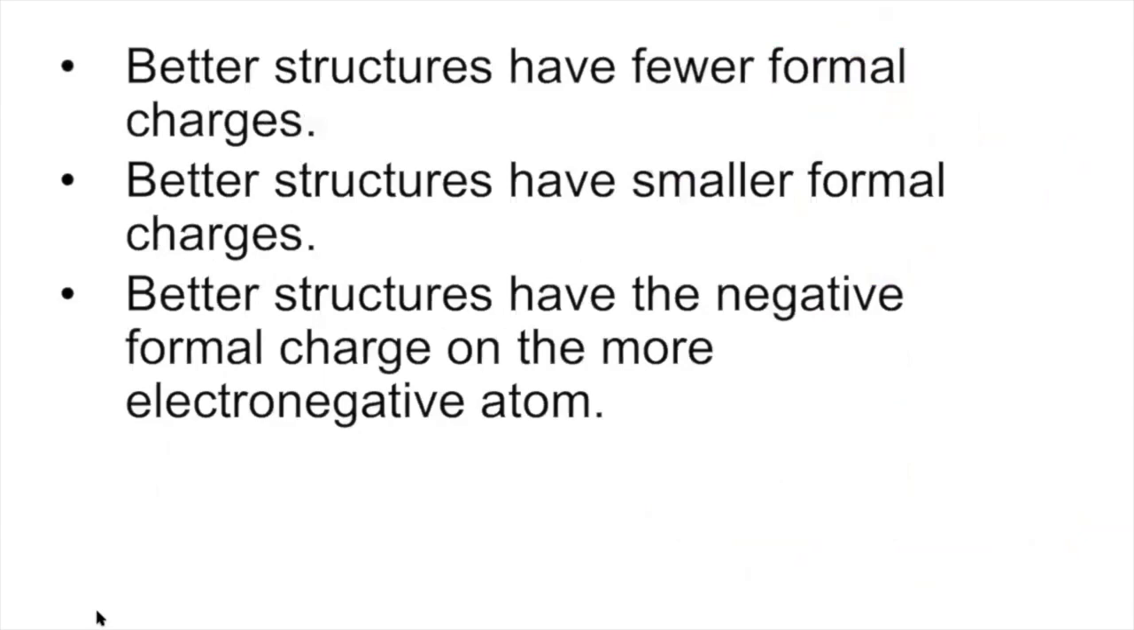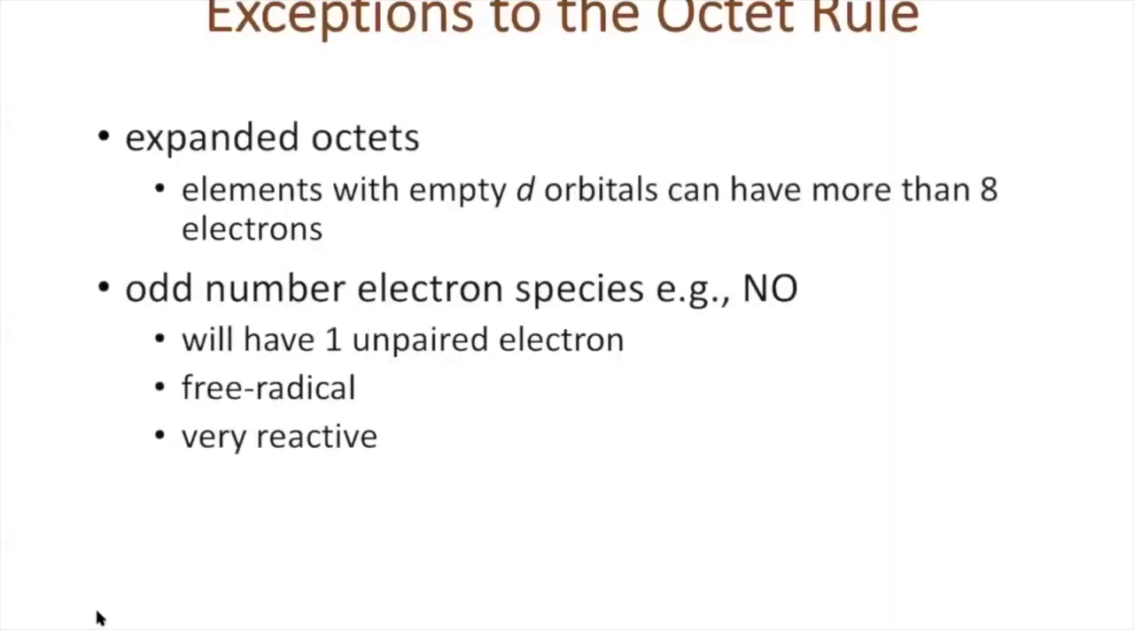Better structures have fewer formal charges. Basically, whenever you draw the Lewis structure, make sure you have 0 formal charge as much as possible. A better structure has smaller formal charge. We already went over this. Better structures have the negative formal charge on the more electronegative atom. So we already actually went over these 3 rules. Here are the exceptions to the octet rule that we were discussing.